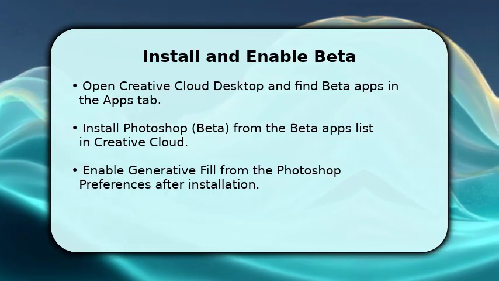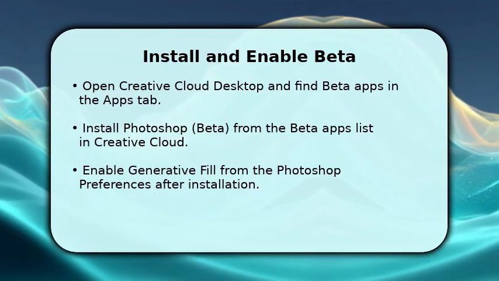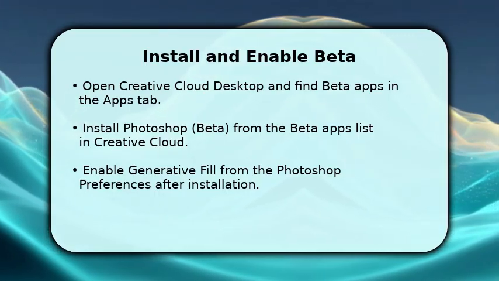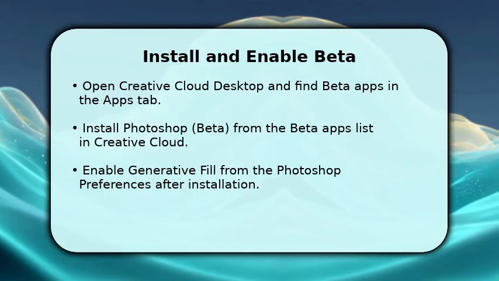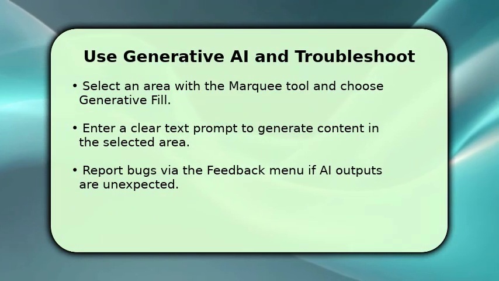Open Preferences and enable Generative Fill or AI features in the Technology Preview area. Restart Photoshop Beta to apply the new settings and prepare to test features. To use Generative Fill, choose the Marquee tool and make a selection first.